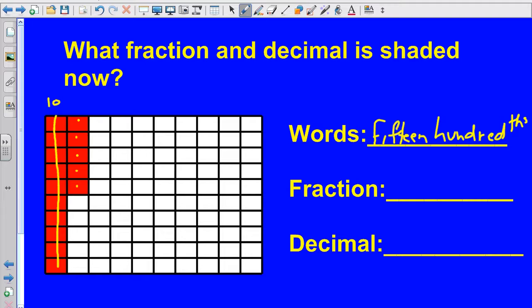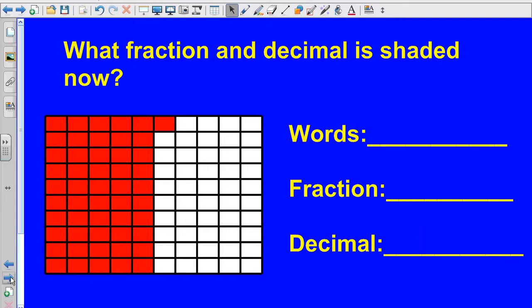Hundredths. Okay. Brooke, as a fraction. 15 over 100. Correct. As a decimal, what do we get, Caitlin? 0.15. So far, getting easier? Yeah. Okay, next question I'm going to take and add some more.